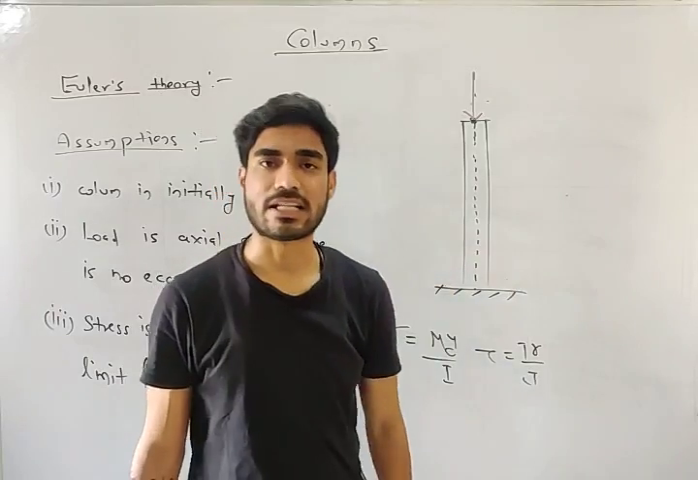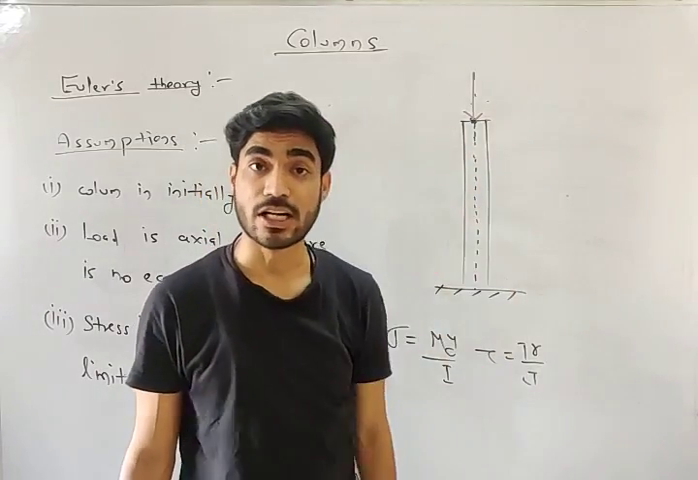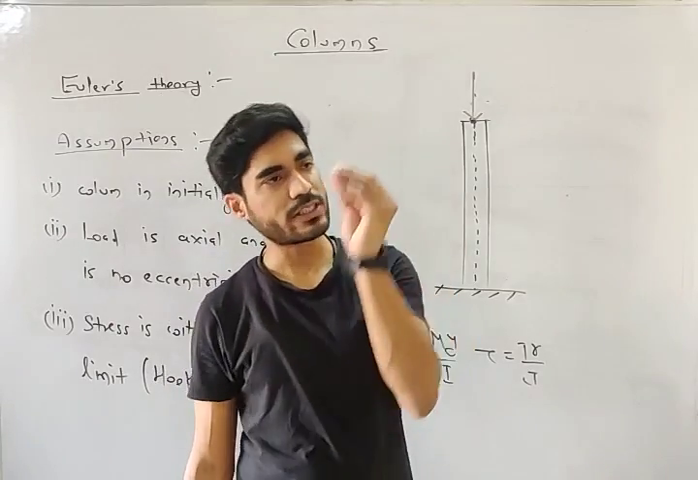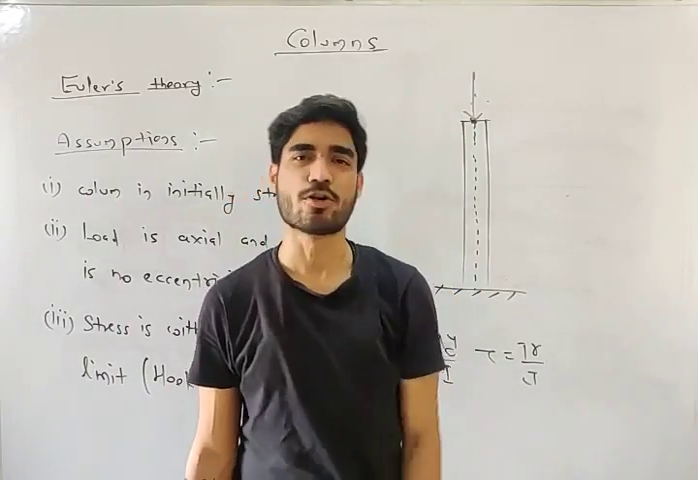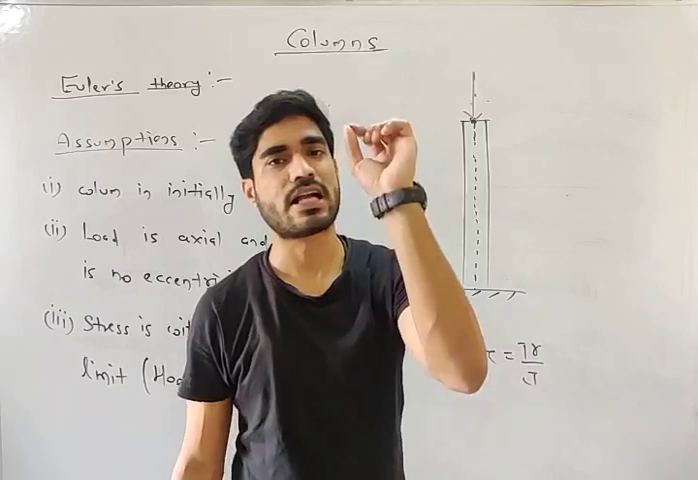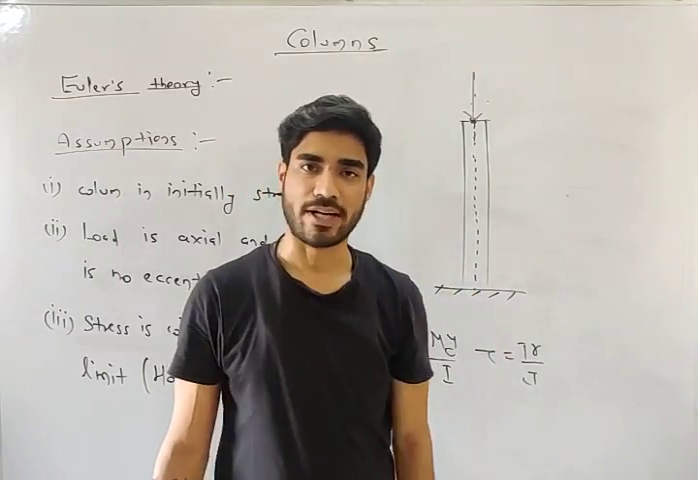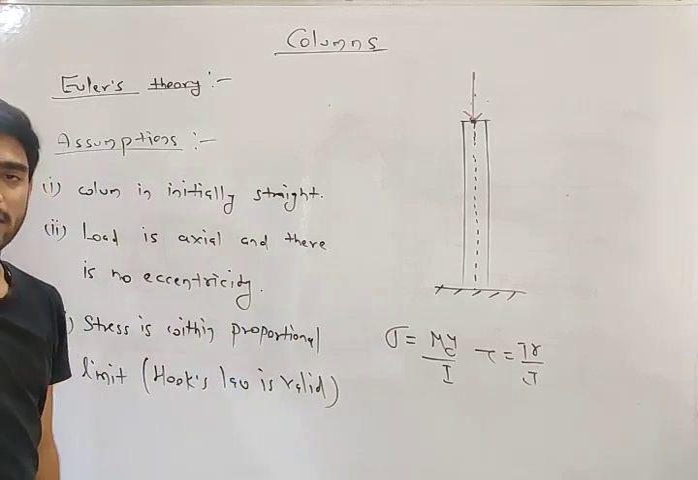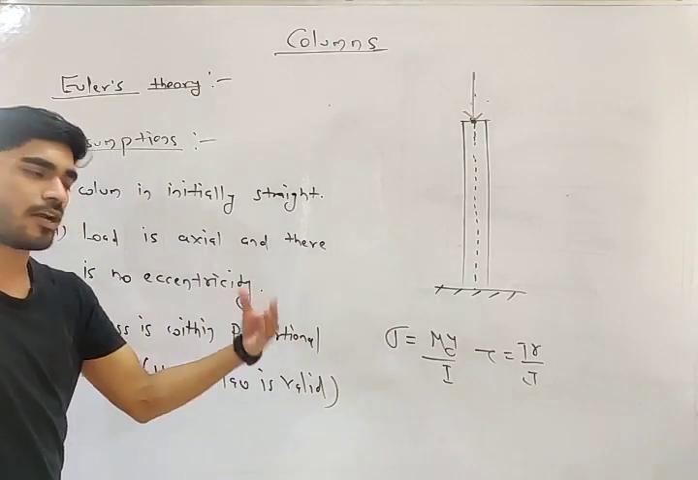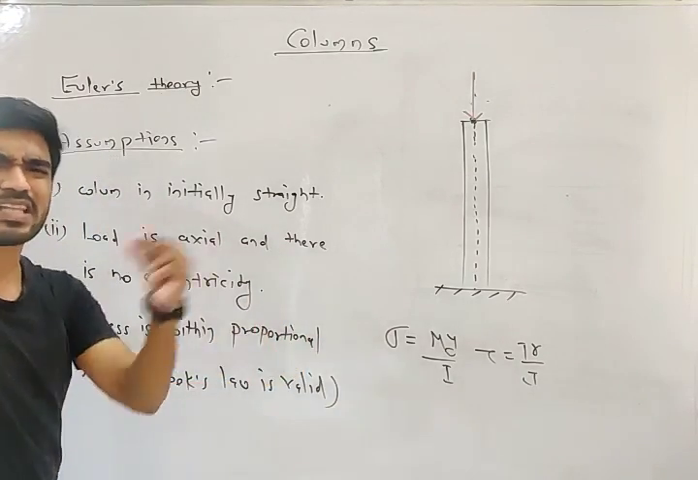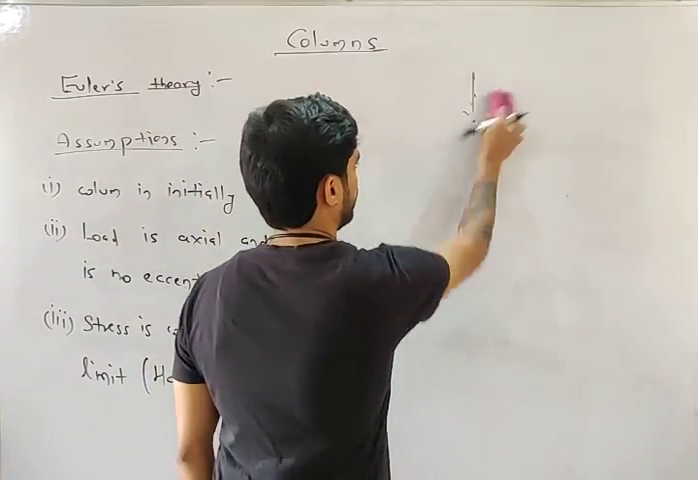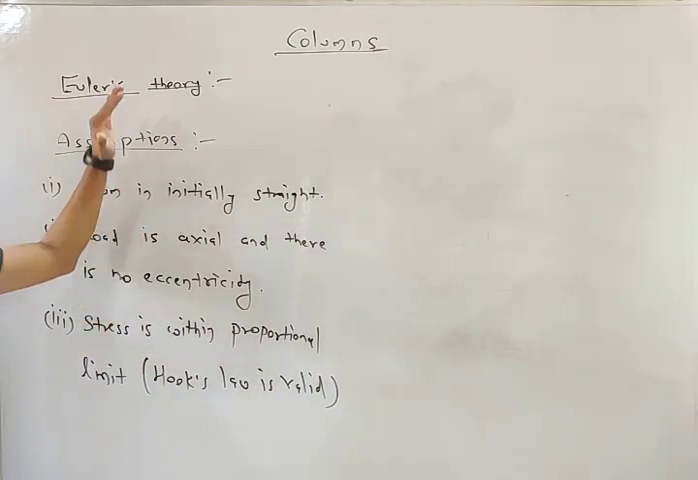Some of you might get confused, since I am saying proportional limit, so don't get confused. Proportional limit and yield point are very close to each other, so we almost consider them to be a single point. So we can also say that stresses are within yield point. Instead of proportional limit, you can also call it yield point. So these are the assumptions that we make in Euler's theory.